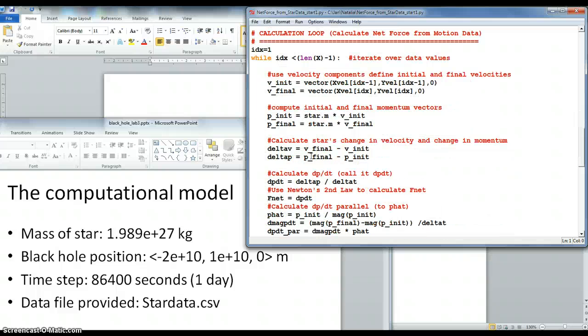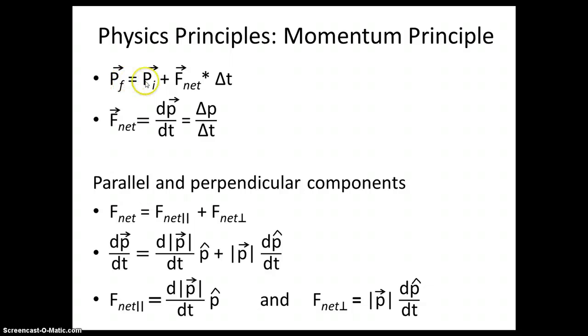In this while loop, we find the initial and final velocities, then use these to find the initial and final momenta. This allows us to calculate the change in velocity and the change in momentum. We define dp/dt as delta p over delta t, and we use the momentum principle to relate dp/dt to Fnet. This is the momentum principle, and from it we see that Fnet is equal to dp/dt.